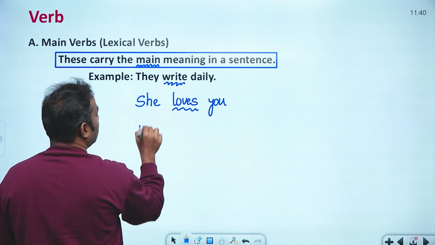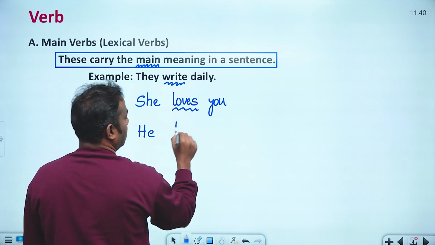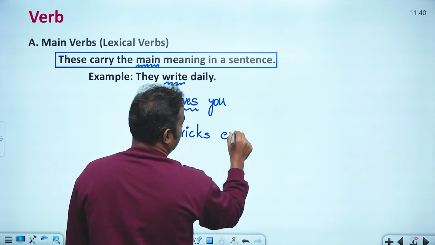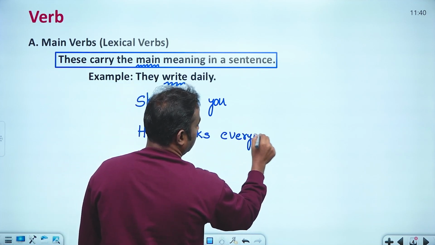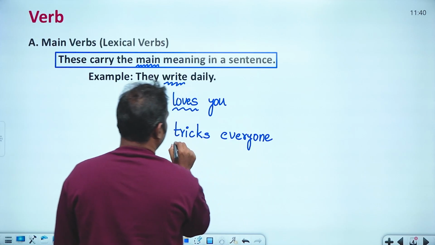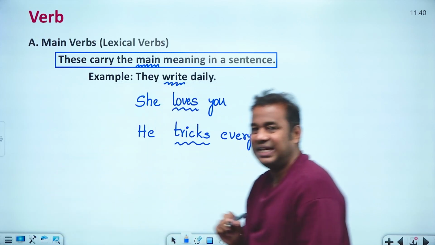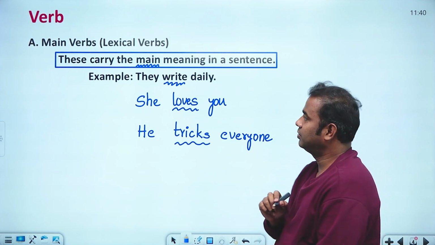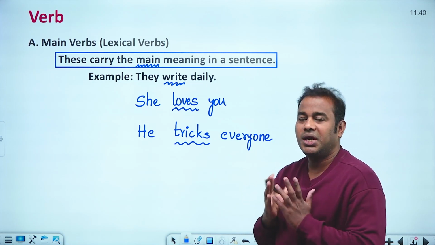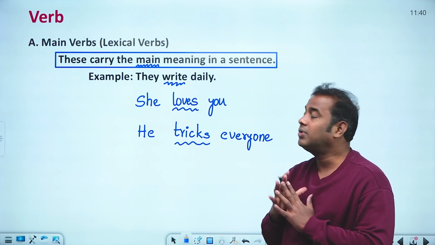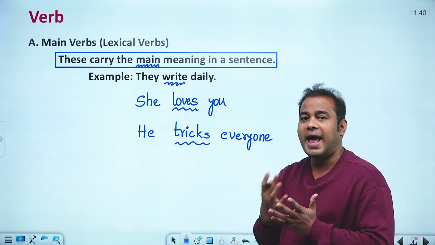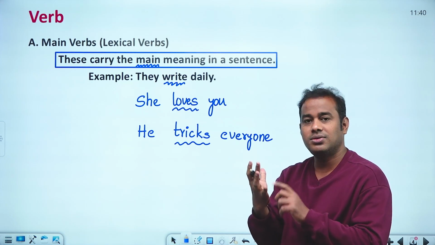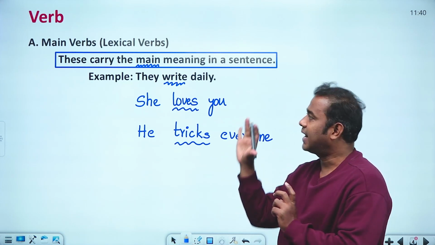Likewise you can write: he tricks everyone. Who tricks everyone? He tricks everyone. So you can make sentences in this format. These are all called main verbs, or lexical verbs. What I mean by this is that these are the actions that are performed. You can call it an action, occurrence, or state of being. All these three categories come under this category.